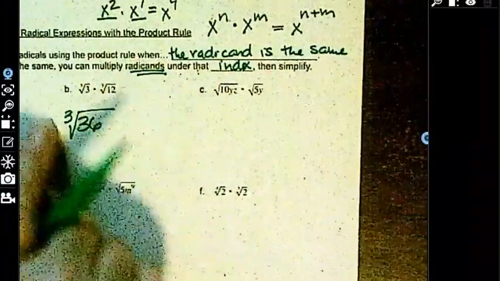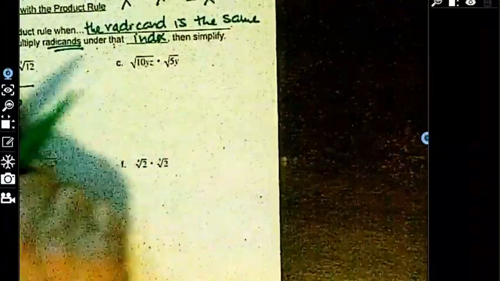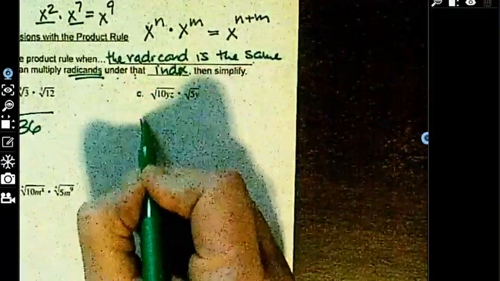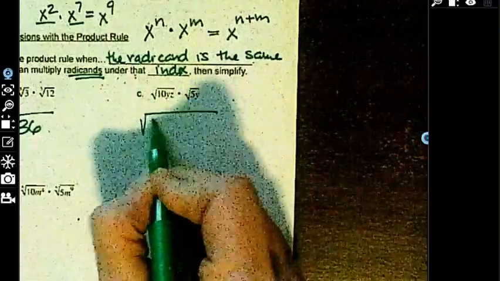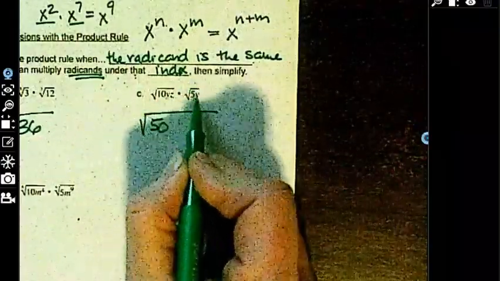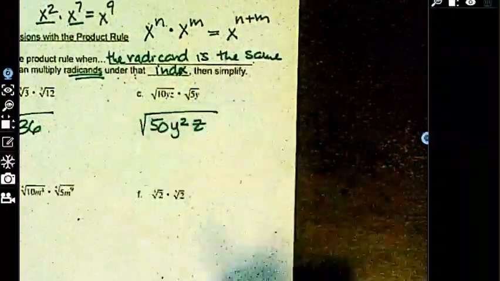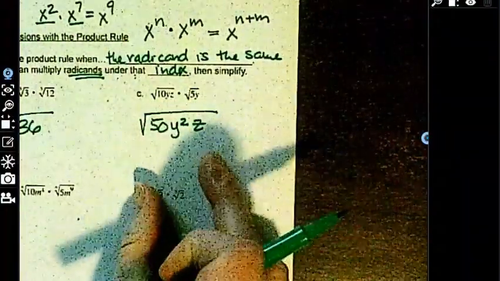No, so I can't simplify anymore, but sometimes you can simplify further. All right, this one. The index is both 2, so I can say that's equal to the square root of 10 times 5, 50, y times y, y squared, z, there we go. So I can do that.